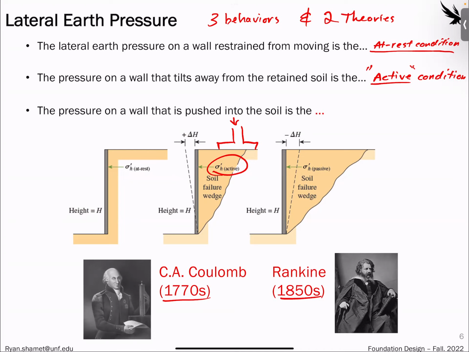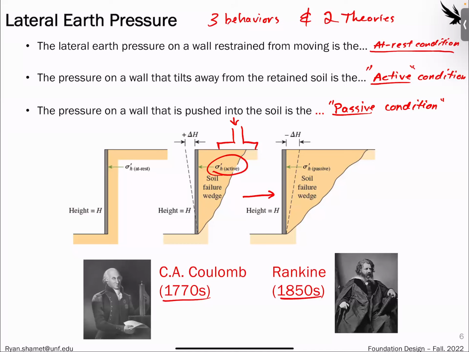The other one would be the pressure on a wall that is pushed into the soil. This is what's called our passive condition. This is where the soil is not doing the pushing, but it is getting pushed on. So this one right here. This could be from something hitting the wall this way and pushing against the soil. It could be like waves crashing on the wall, something like that. Essentially where the soil is pushed upon.